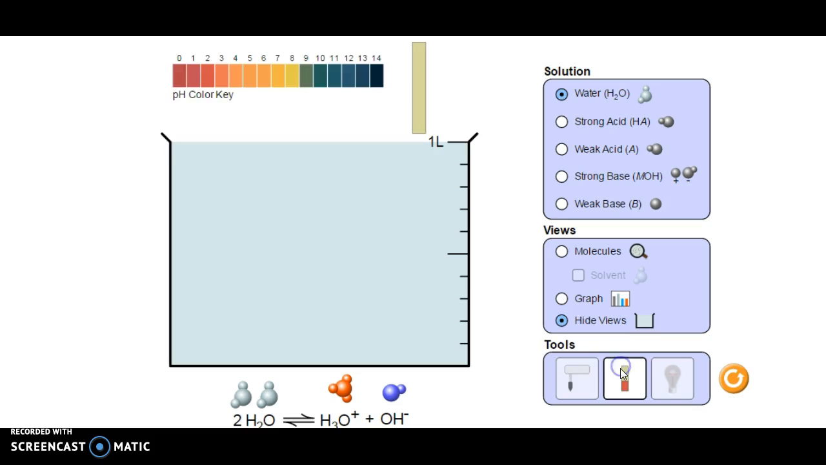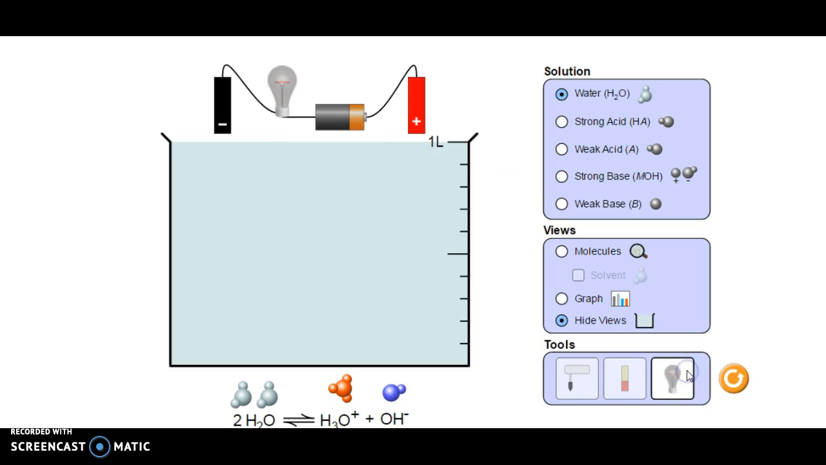Also, we have a virtual litmus paper. When we dip it in here, we can compare this color with our pH color key, which will help us to find out what pH value we have.